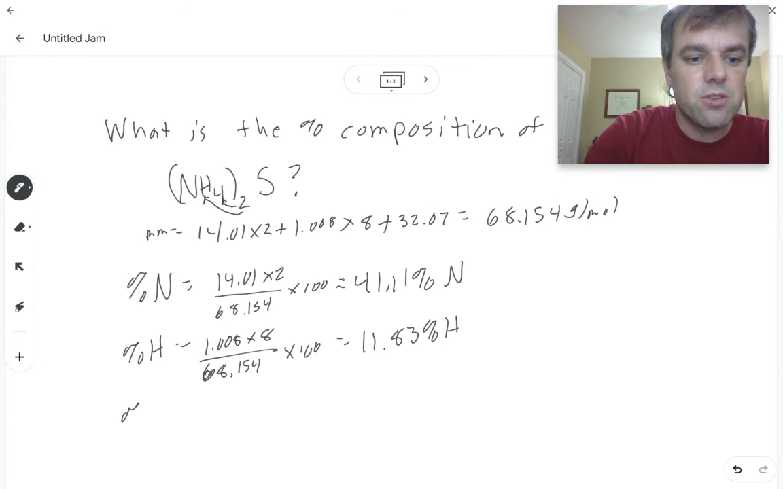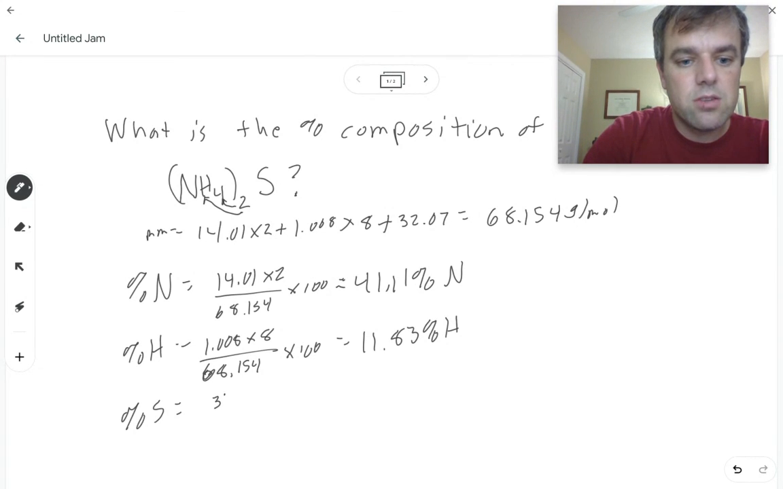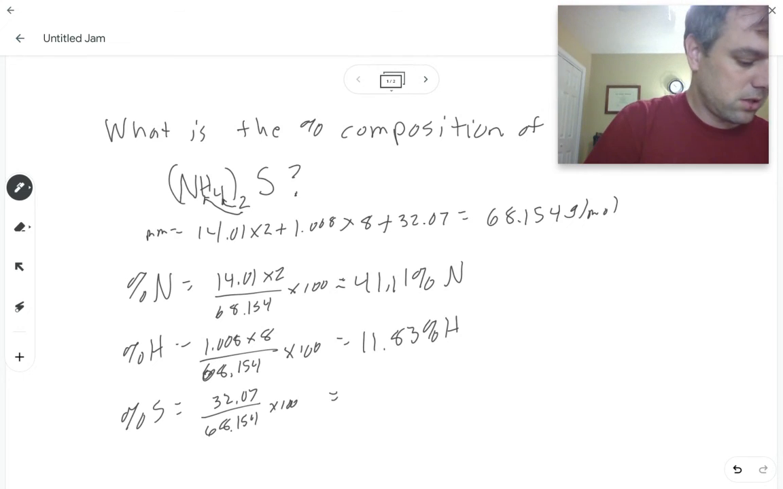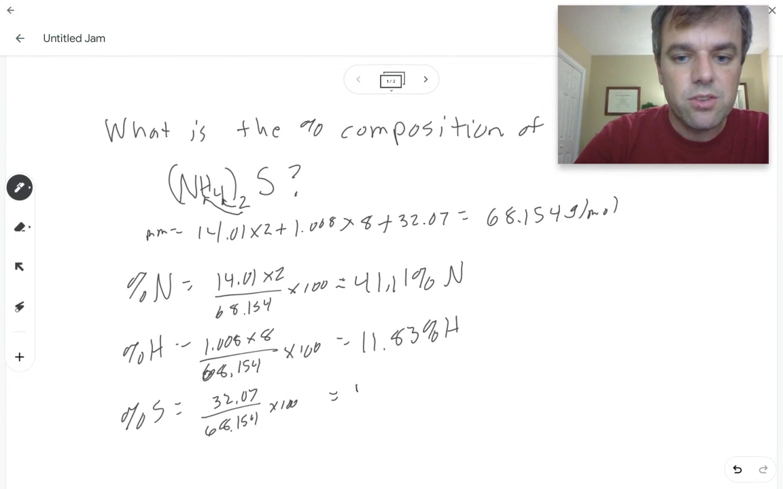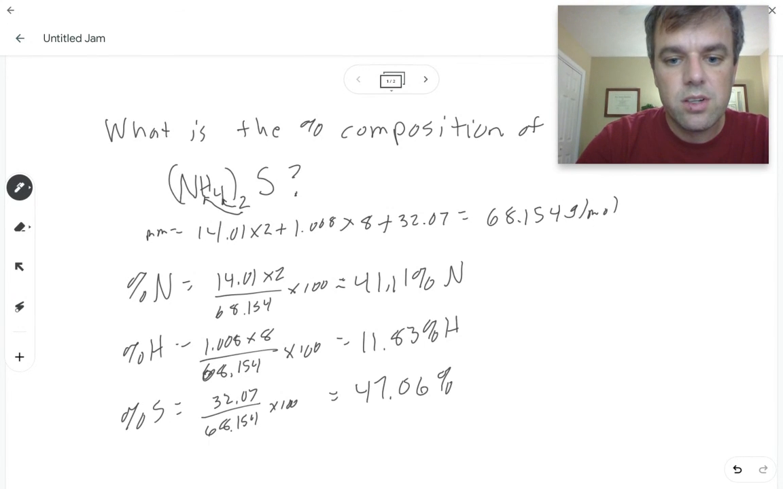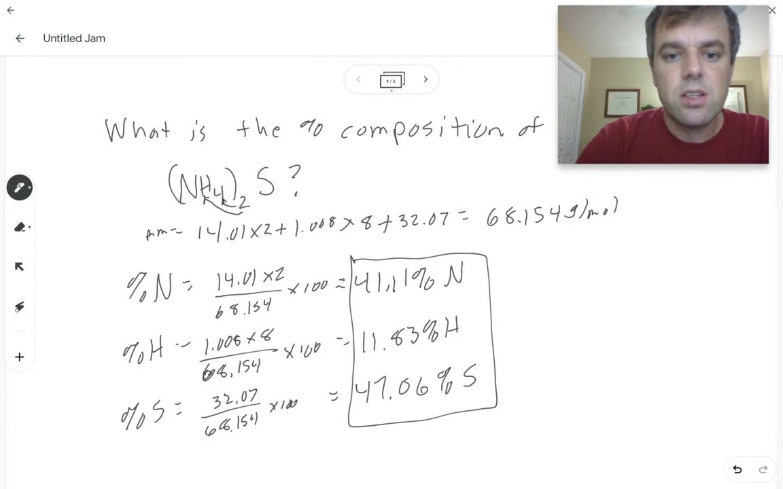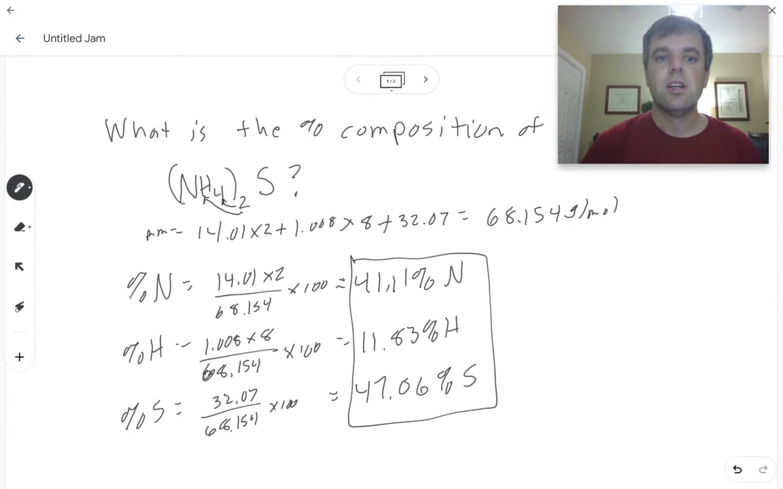And then for the percent sulfur, we take the 32.07 divided by 68.154 times 100, and we get 47.06% sulfur. So this is the percent composition of ammonium sulfide.